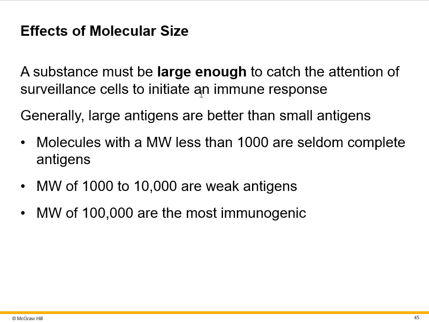So the effects of size: they have to be large enough to catch the attention of surveillance cells to initiate an immune response. So generally, you have to have at least 1,000. Very seldom do we have antigens that are less than 1,000. And if you have 1,000 to 10,000, this is molecular weight, so the measurement would be Daltons, or atomic mass units. 1,000 to 10,000 are weak antigens, and then the most immunogenic are like 100,000. And typically these are very large, long proteins, polypeptides.